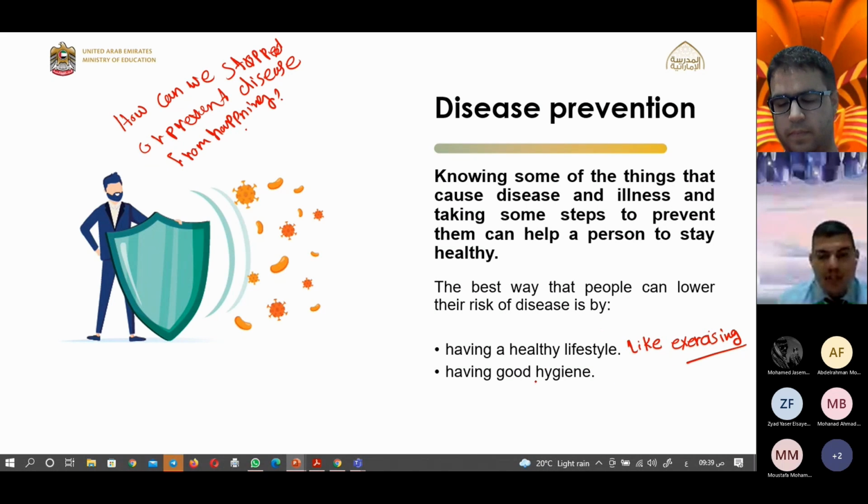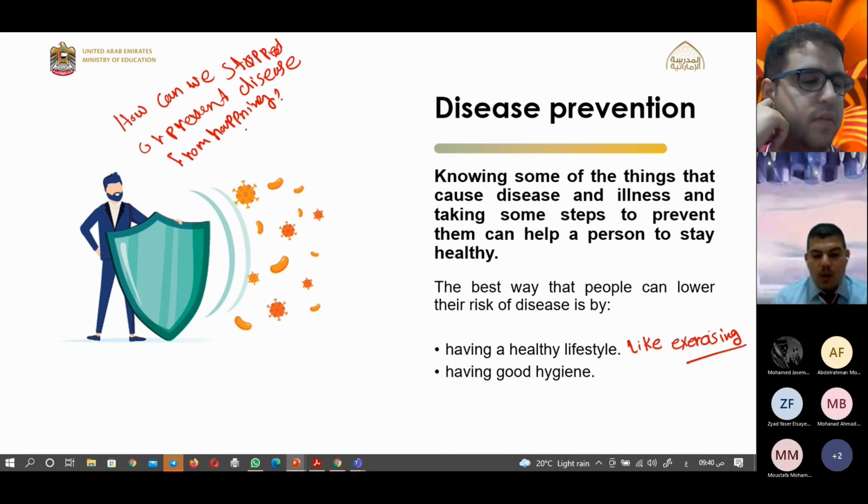Number 2, having good hygiene. Think about when you wash your hands continuously, so we can prevent diseases that are actually caused by bacteria and viruses that we can catch everywhere. Clear?